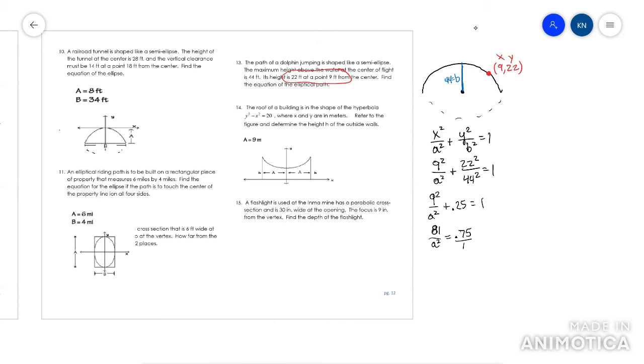You could call it 3/4. It doesn't matter. You're going to end up cross multiplying. You're going to have to divide by this 81 right here. And so you get a squared equals 108. You don't care what a is because remember your goal is an equation, and so it's just going to get squared anyways. So my answer would be x squared over 108 plus y squared over 44 squared, which is 1936, equals 1.